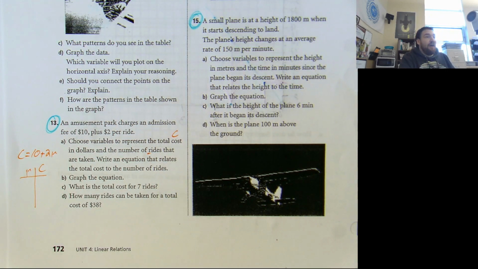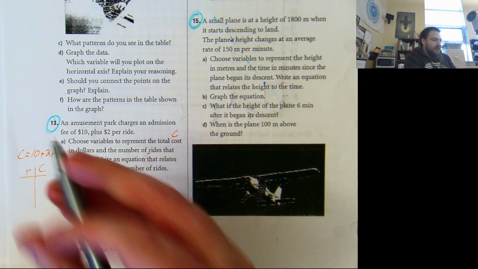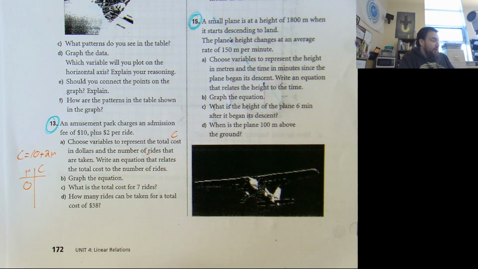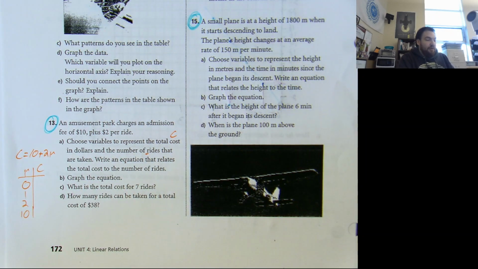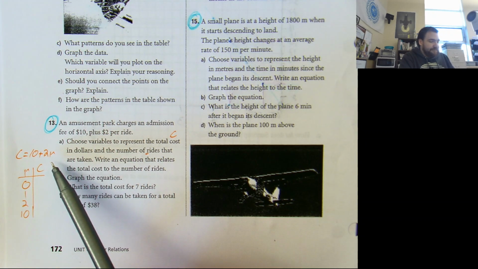What is the least value that we can have for R? 0. You can't have negative values for rides. How can you negatively go on a ride? You can't. So the smallest value that we can have for R is 0. And so I'll pick some values. I picked 1, 2, and 10 in addition to 0. I'm going to plug them into the equation and graph these points.